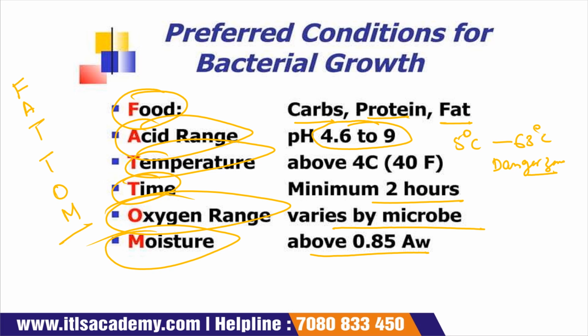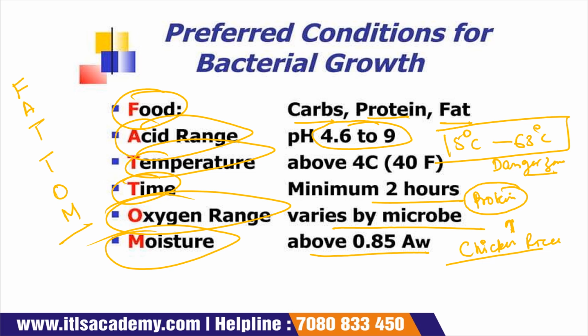for their growth. Suppose that we have a chicken piece. We all know that chicken is high in protein. So bacteria have the first condition for their growth, that is food, protein, which is present in chicken. Now we put the food at a range of temperature between 5 and 60 degrees Celsius. And the food is also kept for 3 hours.